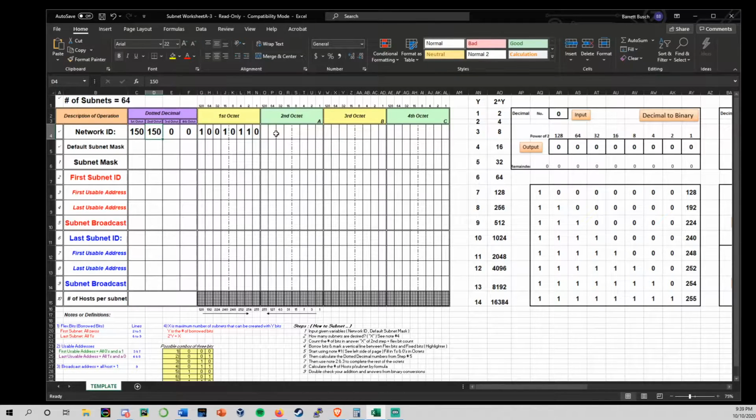Since this second octet is also 150, I like to just shift, choose all of those, press Control C, press Control V over here. That'll help you fill this out much quicker. So 0, 0 here, that means all of the 8 bits for each octet are going to be 0. So I'm going to go ahead and Control C, Control V to paste. Okay, so we have the first row complete. We have the network ID converted to binary.